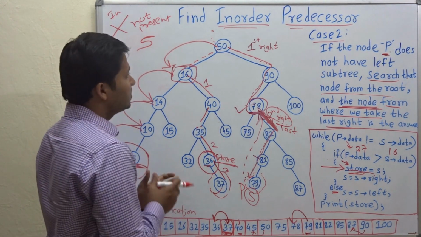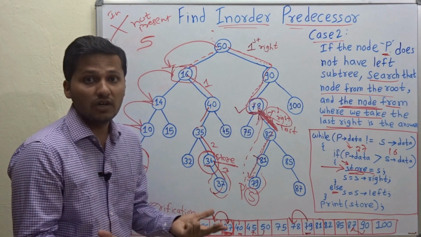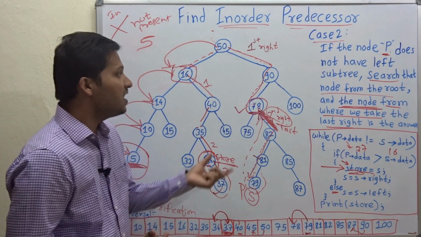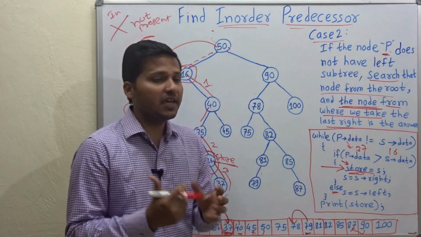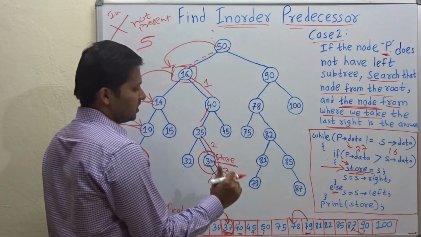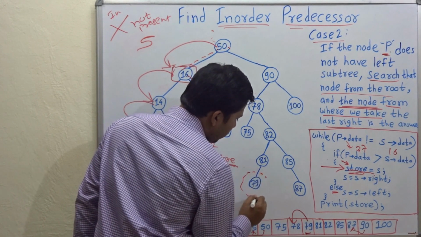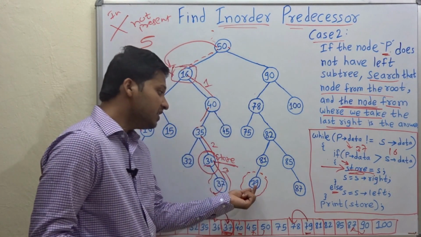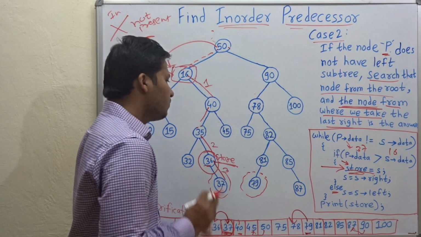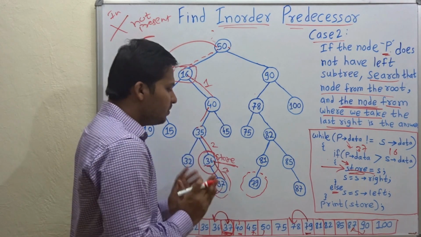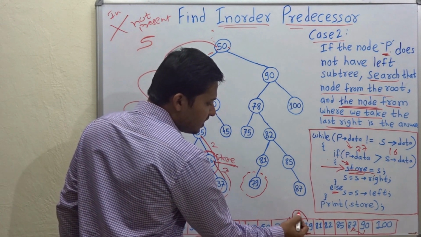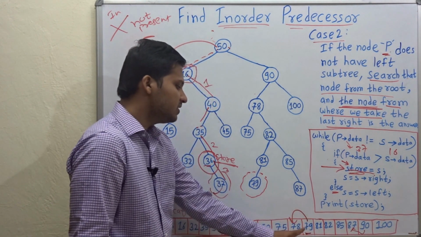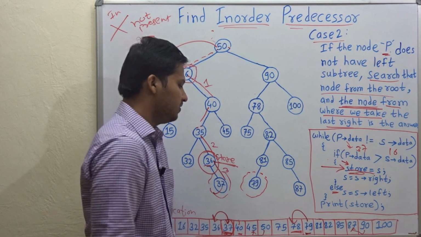Now it is time to see why this mechanism works. What is the reason behind this procedure? To verify this mechanism, we have to go in reverse. When we want to find the in-order predecessor for 79, what does that mean? It means you have to find a node which is immediately before 79.